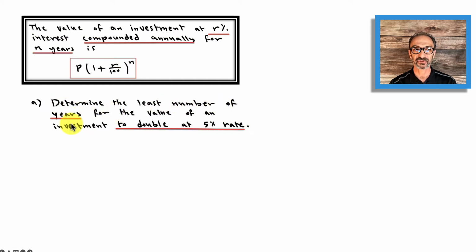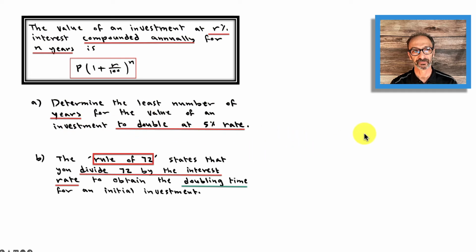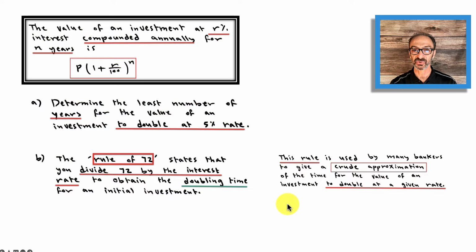Determine the least number of years, the least. So we want to make sure that we're going to have the doubling for the value of an investment to double at a 5% rate. The rule of 72 states that you divide 72 by the interest. The interest is 5%, to obtain the doubling time for the initial investment. This is a shortcut. The rule is used by many bankers to give a crude approximation of the time for the value of an investment to double at a given rate.